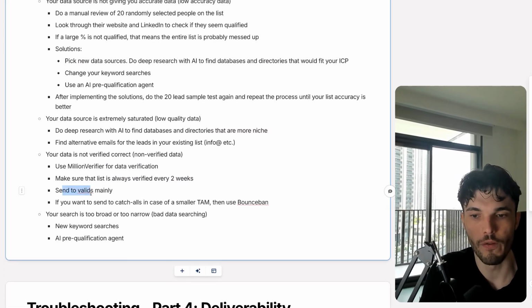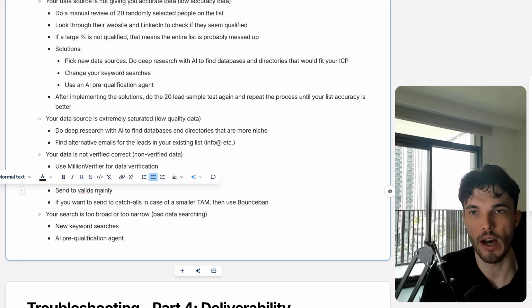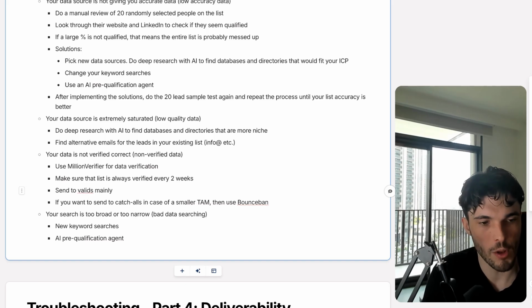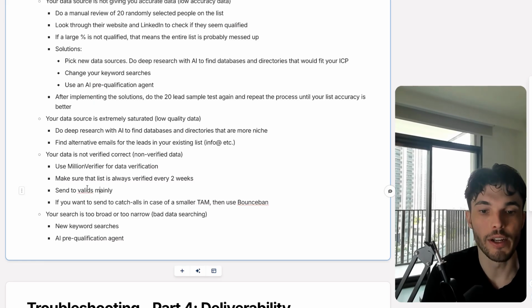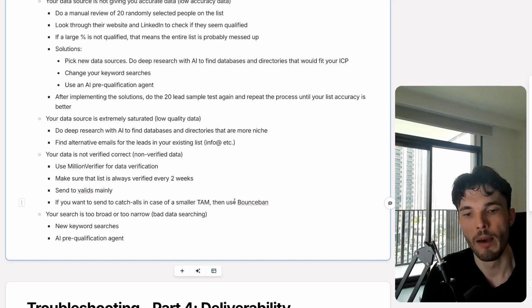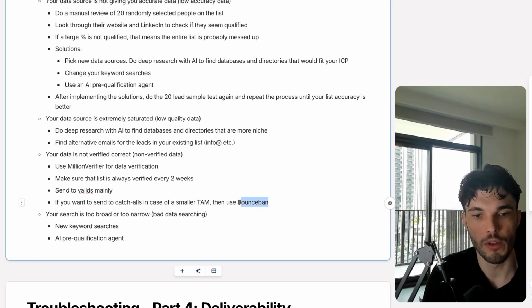Now you want to send to valids mainly, right? So the ones that are characterized as valid emails on Million Verifier. That would be your main list, right? But if you're dealing with a smaller TAM, let's say your TAM is under 20,000 companies that you can possibly sell to in the world, you need to get the most out of your data. So you 1000% need to do catch-all verification, right? And we use Bounce for this purpose. And Bounce has been a huge game changer. You can basically do the catch-all verification.